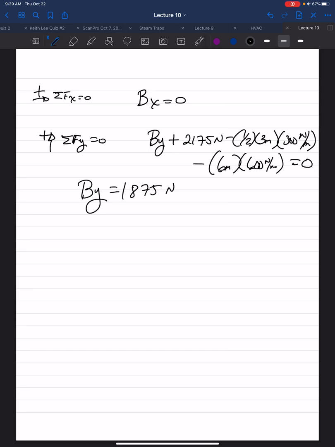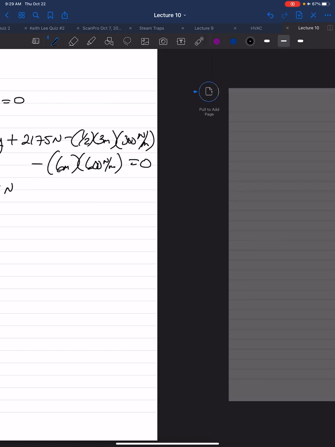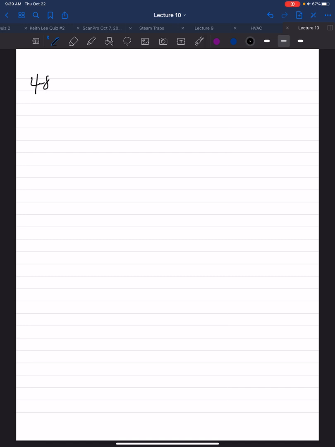Let's take a look at another problem. Problem 4-8 on page 180.